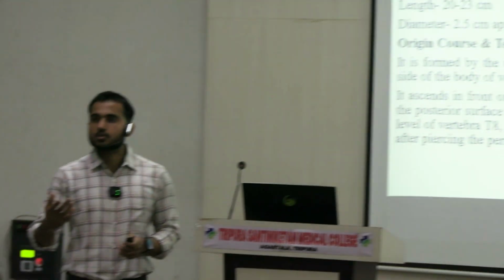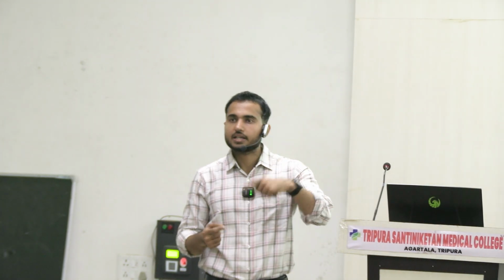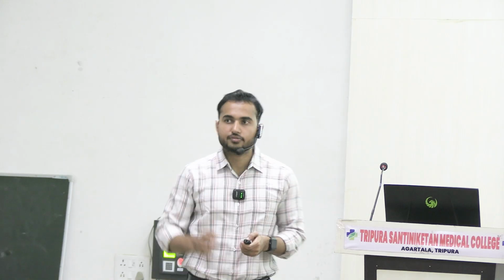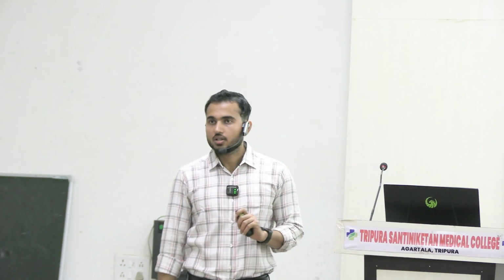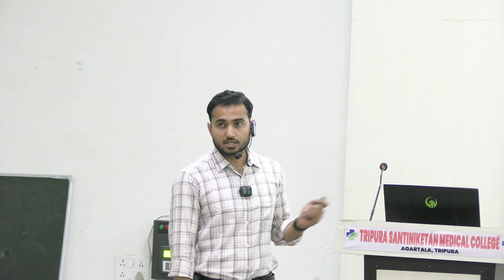You know that the SVC and IVC, superior and inferior vena cava, carry deoxygenated blood from the upper half and the lower half of the body. Ultimately, they terminate in the right atrium. In the case of the IVC, it is at the 6th sternocostal joint. The remaining part we will discuss in the next class.